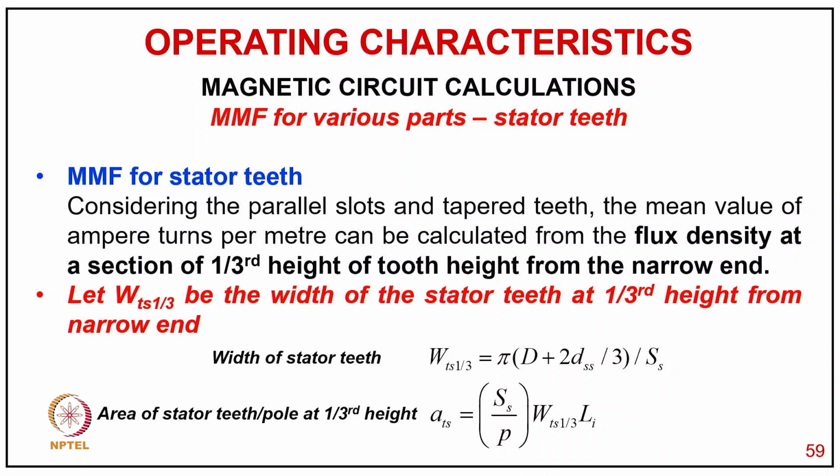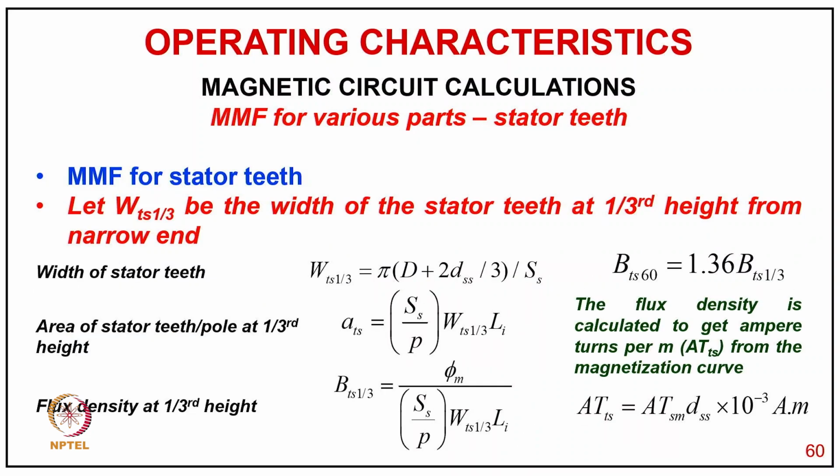So let Wts 1/3 be the width of the stator teeth at 1/3 height from the narrow end. The width of the teeth is Wts 1/3, equal to pi in bracket D plus 2 Dss by 3, divided by Ss. So the area of the teeth per pole at 1/3 height is Ats equal to Ss upon P into Wts 1/3 into Li. Now coming to the MMF for stator teeth.